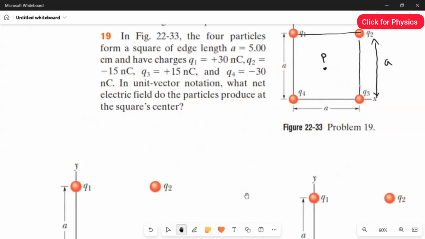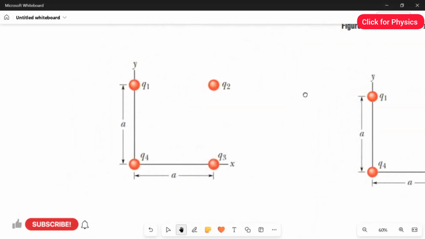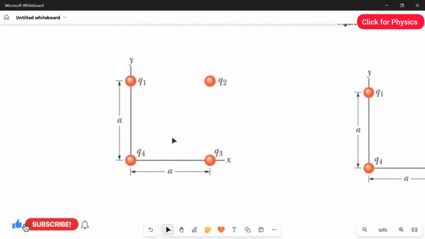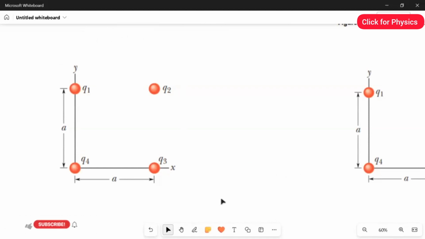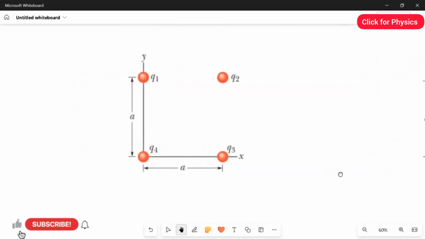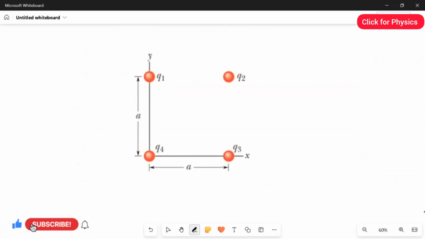So I took the same picture here. First I am going to use this picture for the x component, and then I'm going to use the same picture for the y component. For explanation purposes, I just took these two diagrams. Now we have to find the electric field direction. So I completed this diagram in the square shape, and we have to find the electric field at point P.